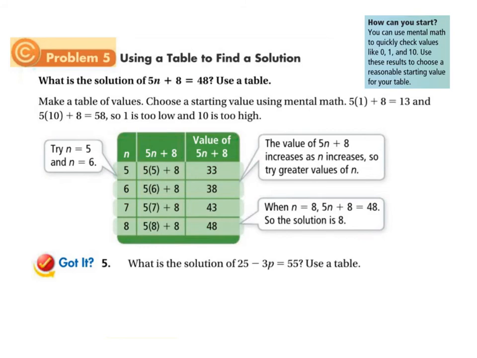What's the solution here in your got it problem? Try it out. Make a table. Actually make a table and plug numbers in from your table. See if you can pick a good number. Plug your numbers in each time and see what you come up with until you hit the number.